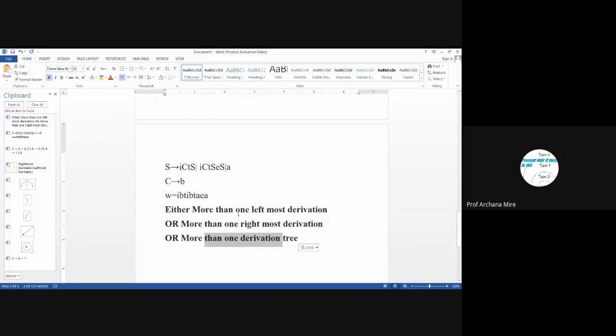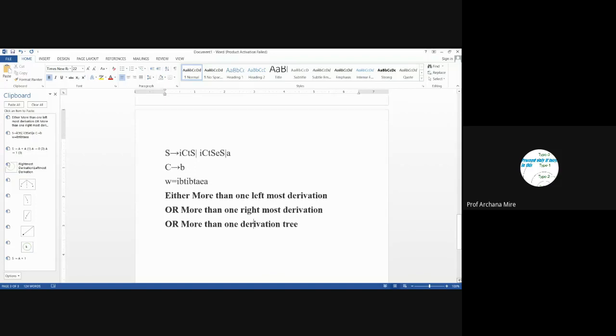We don't need to find a leftmost derivation or rightmost derivation as well, if we are able to find more than one derivation tree. And in such types of problems, it's always better to draw more than one derivation tree rather than identifying more than one leftmost derivation or more than one rightmost derivation. Let's see how to solve this problem.